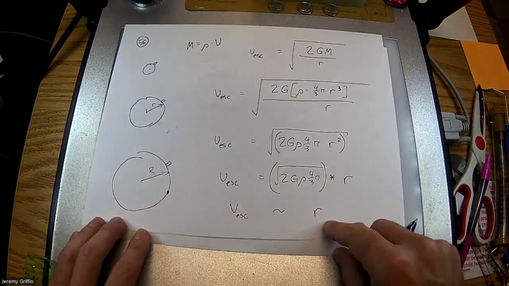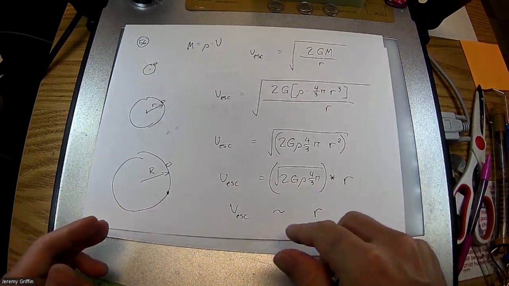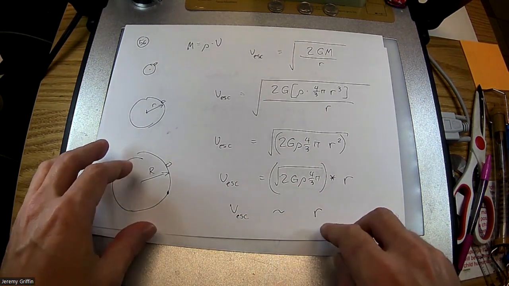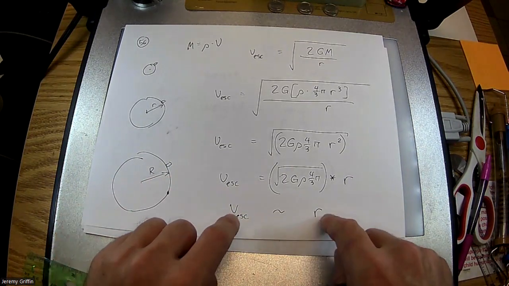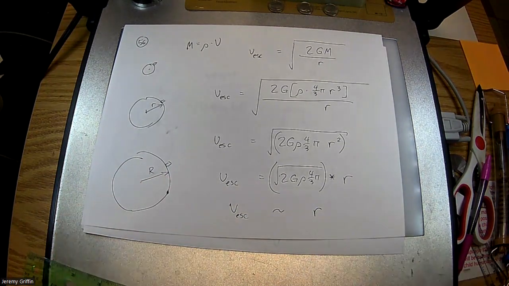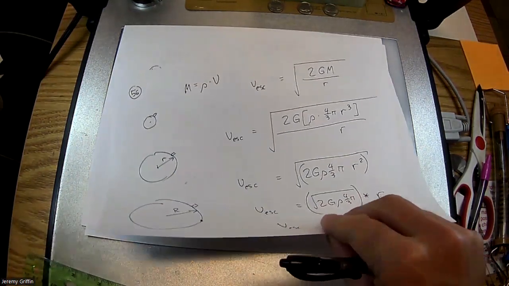So if you have a planet with 3 times the radial size, it's way more massive. It's like 27 times the mass, but you're also further from the center. Overall, you do need greater escape speed, but 3 times the radius is 3 times the escape speed. Okay, and we got one more.